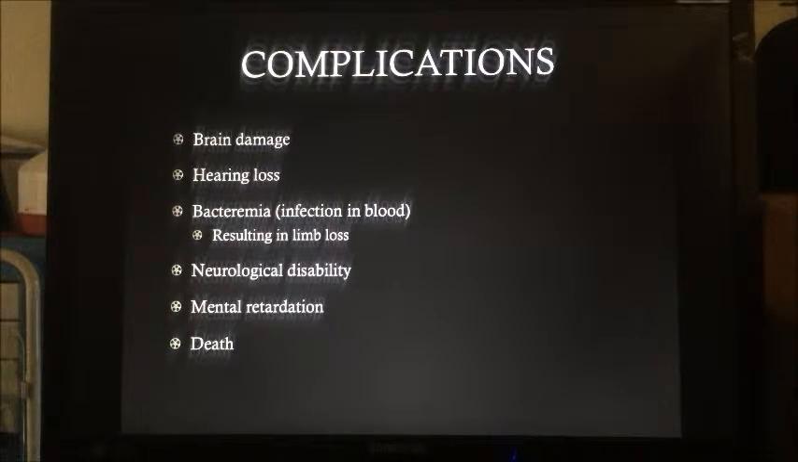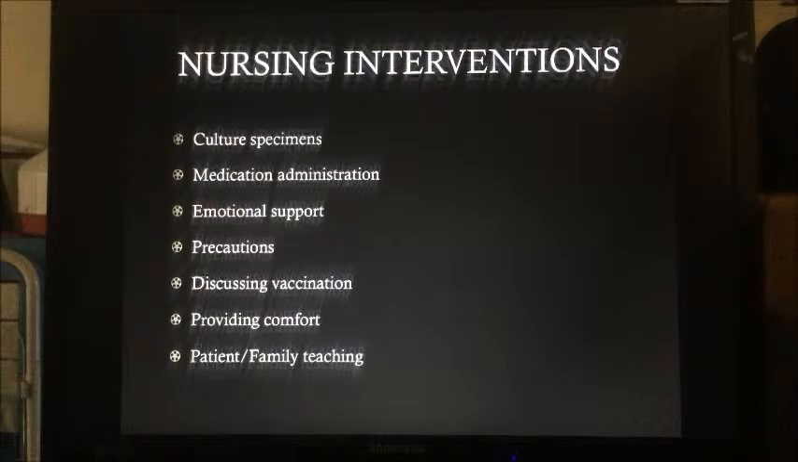The nurse plays a critical role in caring for a patient with HIB. Interventions that the nurse performs include the following, but are not limited to the following: obtaining culture specimens, administering proper medication, providing emotional support to family and the patient themselves, maintaining droplet and contact precautions, administering prophylactic treatment to individuals in contact with patients that are not vaccinated, and discussing vaccination against HIB.